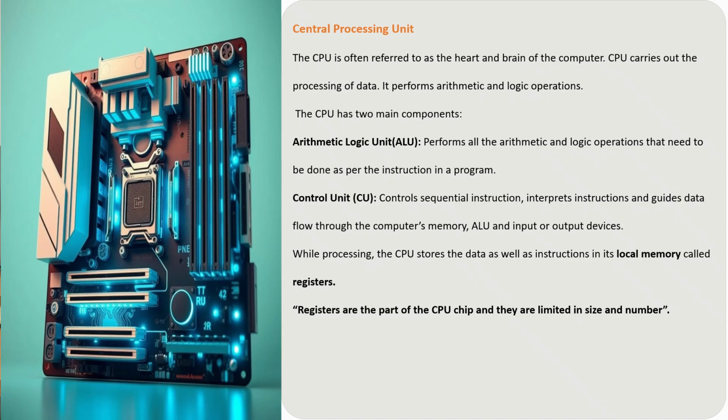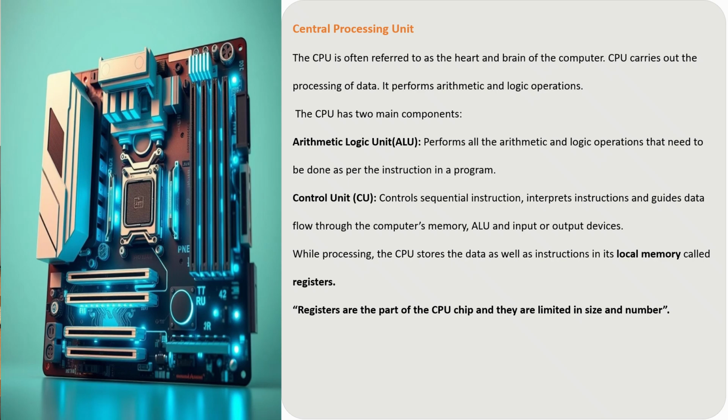This is the central processing unit. We are normally told that the CPU is the heart and brain of the computer system because the CPU carries out the processing of data. It supervises all the components like input devices, output devices, memory devices as well as the processing unit. The CPU has two main components: the arithmetic and logic unit, and the CU, that is called the control unit.